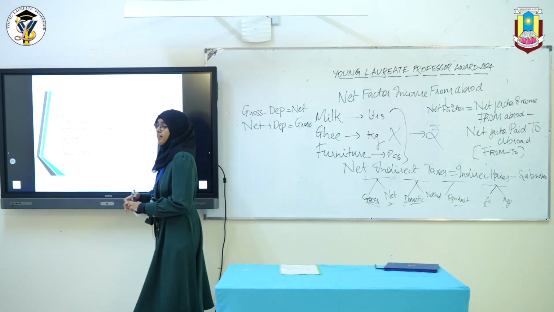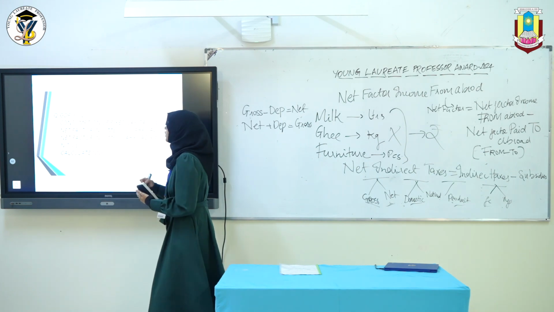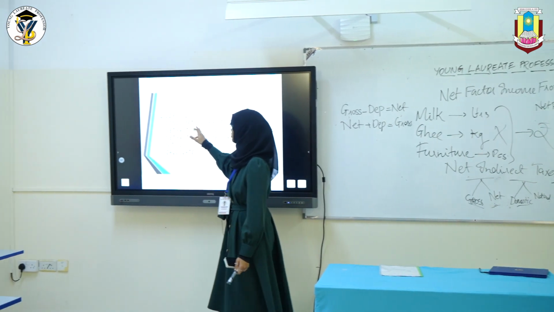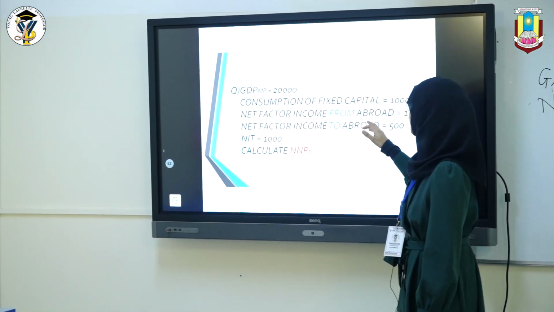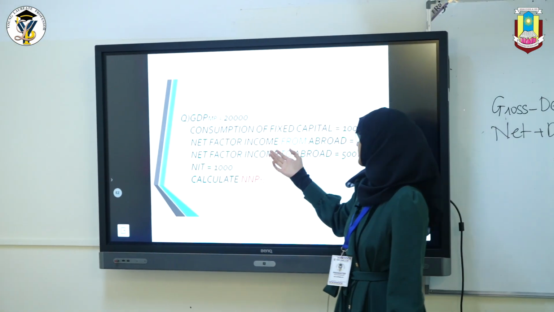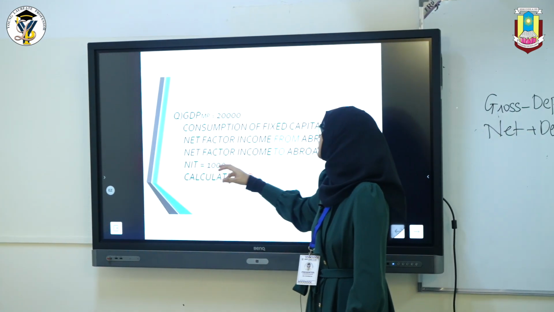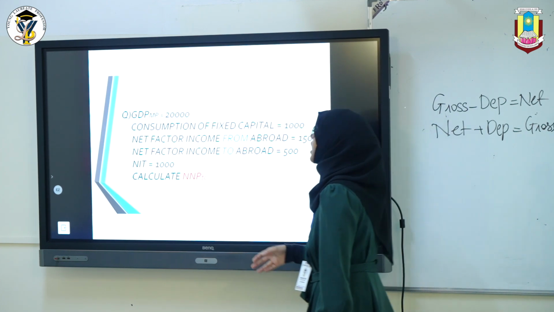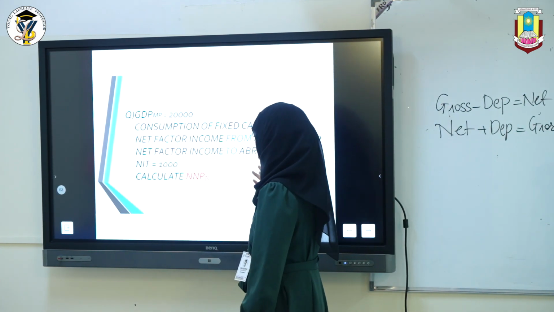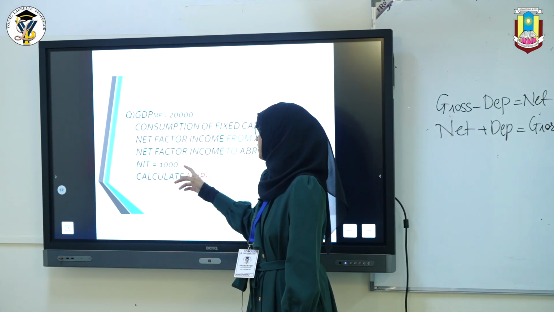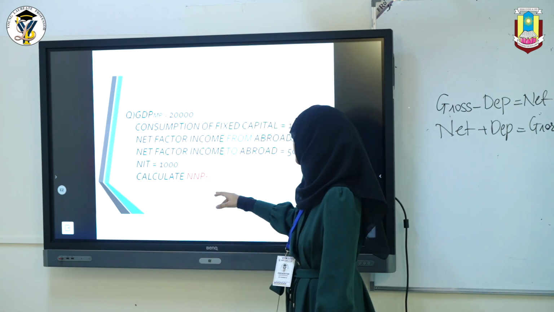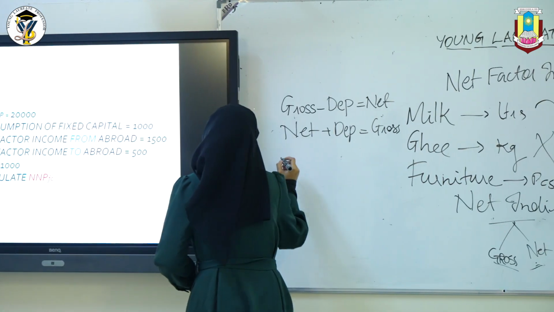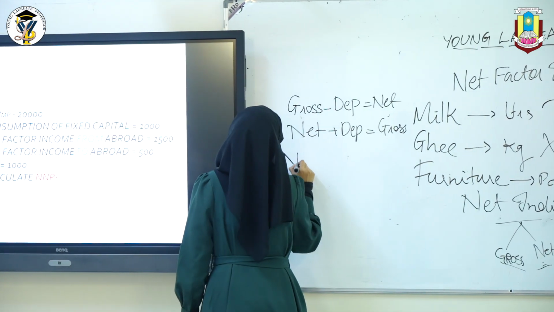So here I have put a question which we will solve. GDP-MP is equal to 20,000 rupees. Consumption of fixed capital is 1,000. Consumption of fixed capital is depreciation. Net factor income from abroad is 1,500, and net factor income to abroad is 500. NIT is 1,000, and we have to calculate NNP-FC, which is national income. So writing this up.